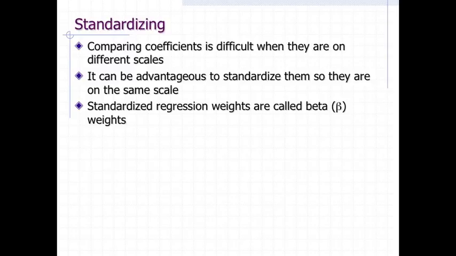It is difficult to compare the coefficients for different variables directly because they are measured on different scales. A difference of 1 in HSGPA is a fairly large difference, whereas a difference of 1 on the SAT is negligible. Therefore, it can be advantageous to transform the variables so that they are on the same scale. The most straightforward approach is to standardize the variables so that they all have the same standard deviation of 1. A regression weight for a standardized variable is called a beta weight and is designated by the Greek letter beta.